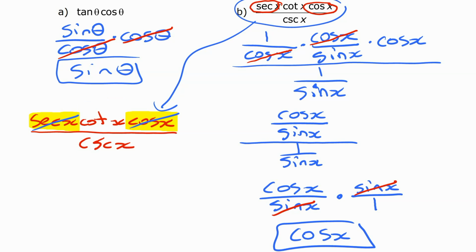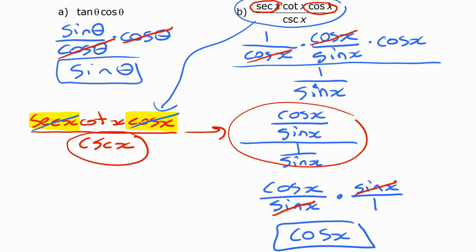And from there you might decide that you're going to replace some things with what we did over here, right? So you'd get to that step where you have cosine over sine divided by 1 over sine, all right? You might also decide that you're going to change this dividing by cosecant, knowing that dividing by cosecant is like multiplying by the reciprocal of cosecant.